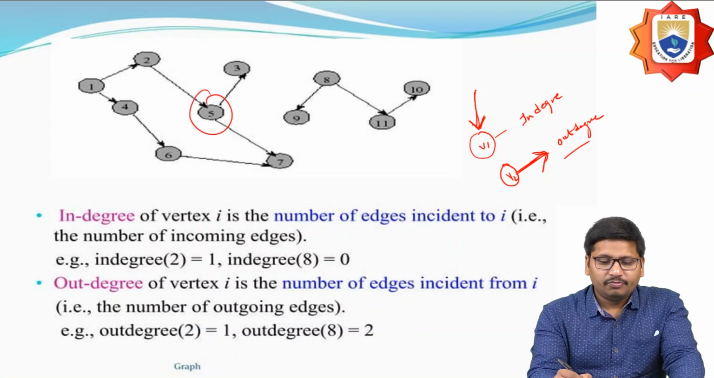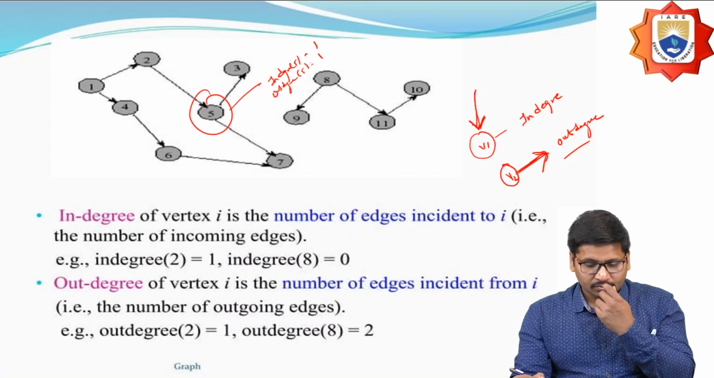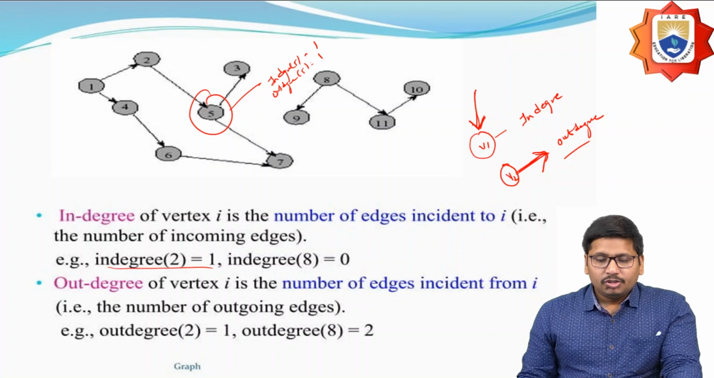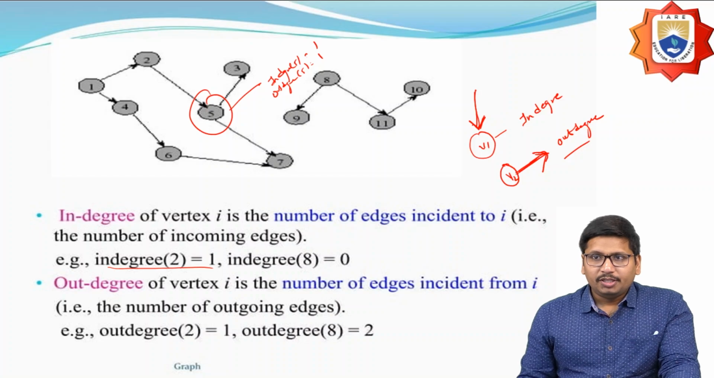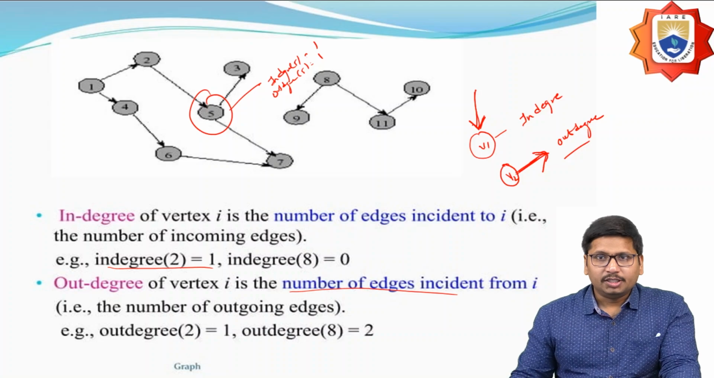So if I consider vertex 5, what should be the in degree of this? The in degree is only one incident edge, and the out degree is also 1. So the in degree is defined as the number of edges incident to I, that is, the number of incoming edges. The number of edges going out from I, the number of outgoing edges, should be treated as the out degree here.